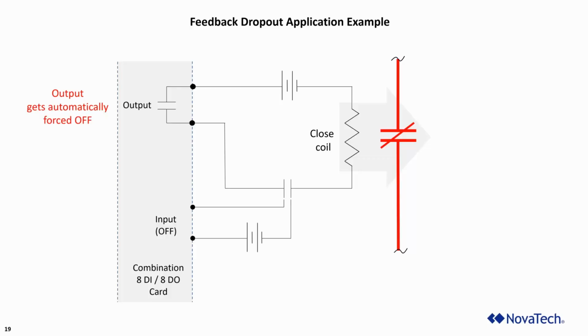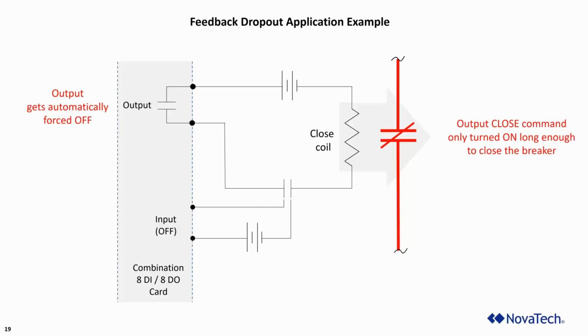Contact will close. Energized. When that's energized, the 52B contact opens up, turning the input contact on the Orion I/O into the off position. When it does that, that automatically forces that output contact off. So the output close command is only turned on long enough to close the breaker. That's one of the big benefits of this application.